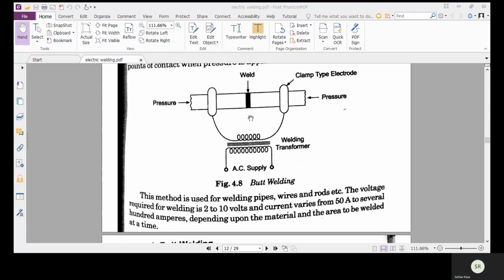The pressure is applied in an axial direction of the weld. The jobs are securely clamped. A heavy current is passed through them. The heat produced is sufficient to raise the temperature of the material to a plastic state. So the important point here is that we give such an amount of heat that it melts the two materials into a plastic form, and the fusion takes place at the point of contact when pressure is applied on both sides.